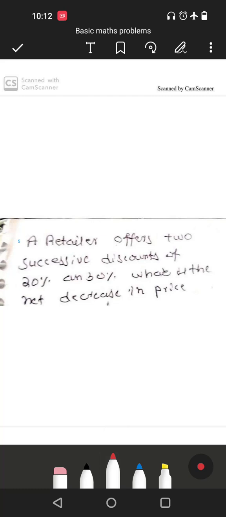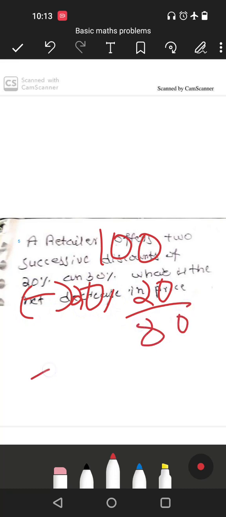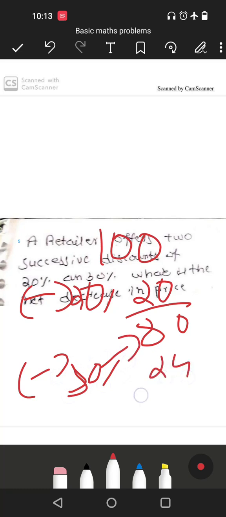In mathematics, either we take the thing we need to find as x, or we assume it as 100. So I'll follow the same method. Price I will assume as 100, and the first discount is 20%. So 20% of 100 will be obviously 20, the remaining is 80. Again there is a 30% discount, but this 30% is on 80, and 3 8s are 24, so that is why this will be 56.